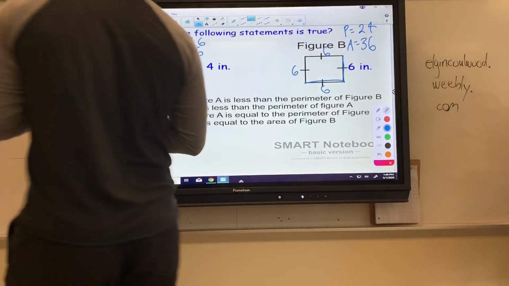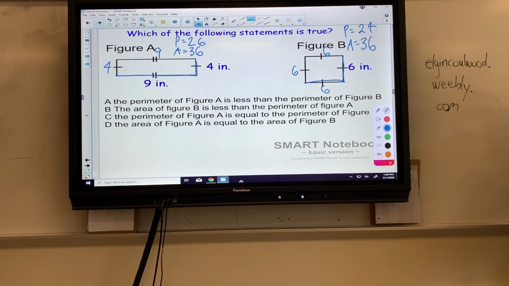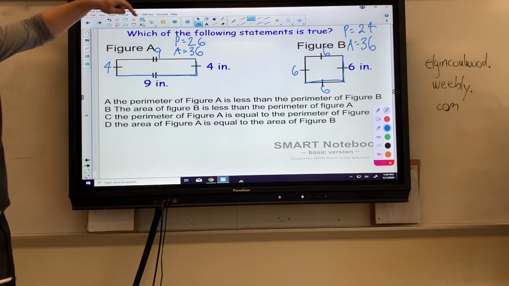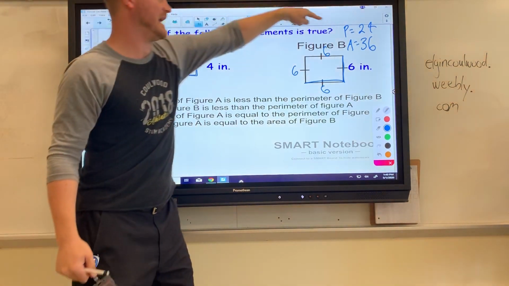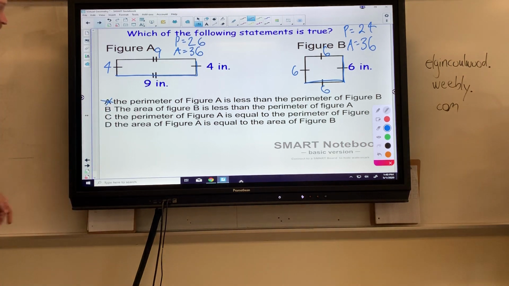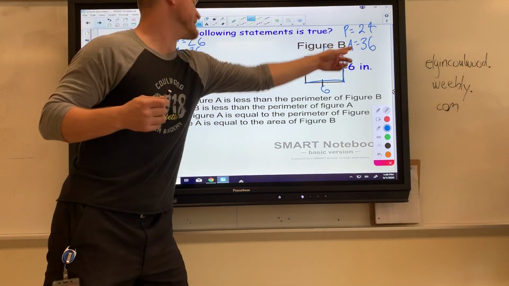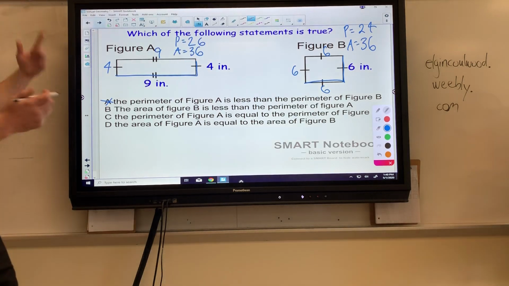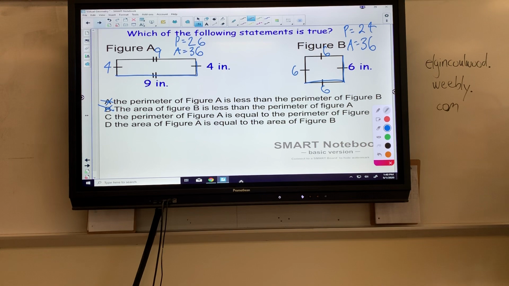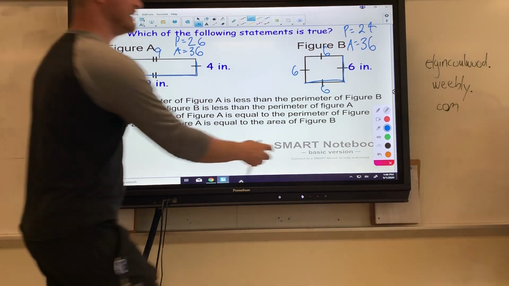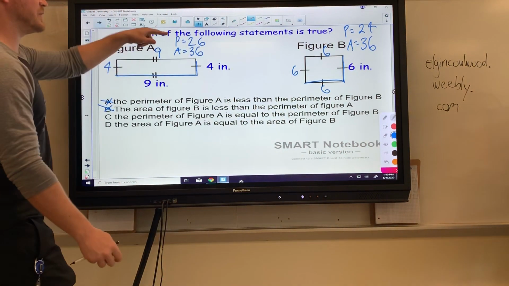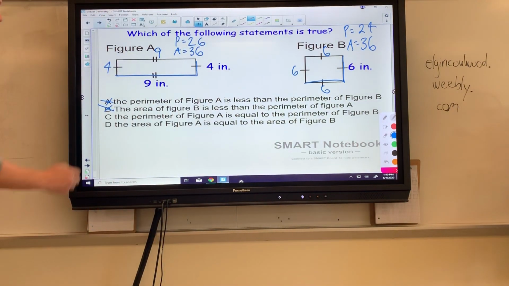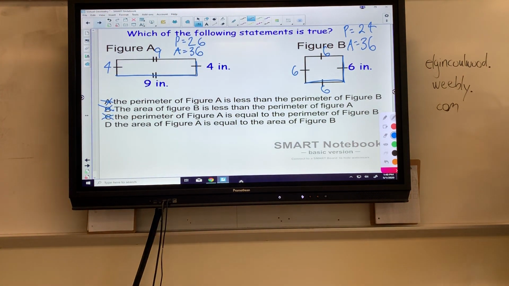Now let's look at our answer choices. A says the perimeter of A is less than the perimeter of B. Well, we know that the 26 is not less than 24. It can't be A. B says the area of B, which is 36, is less than the perimeter of A. Well, 36 is not less than 26, so B is not good. C says the perimeter of A is equal to the perimeter of, I should say B. 26 and 24, close, but not quite. They're not equal. So D is probably going to be the answer.